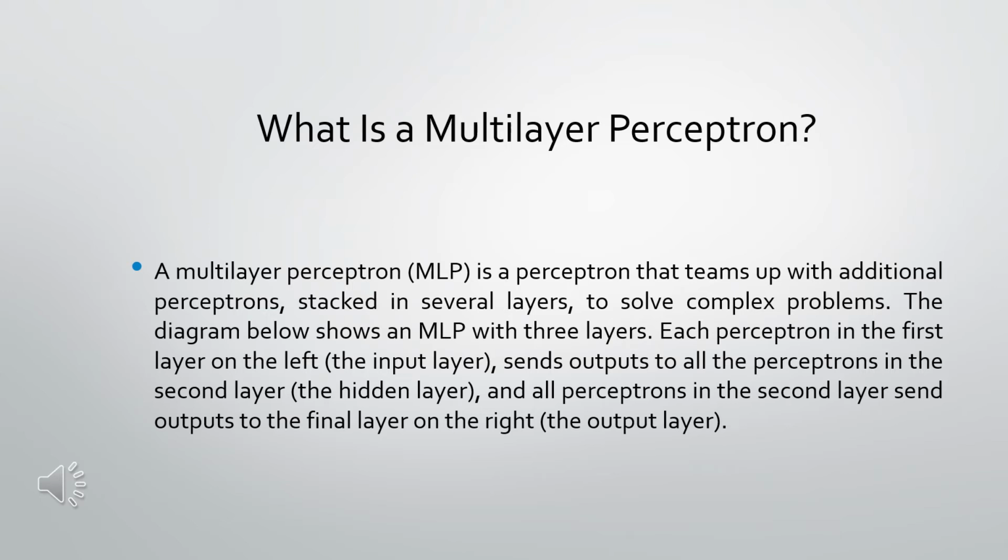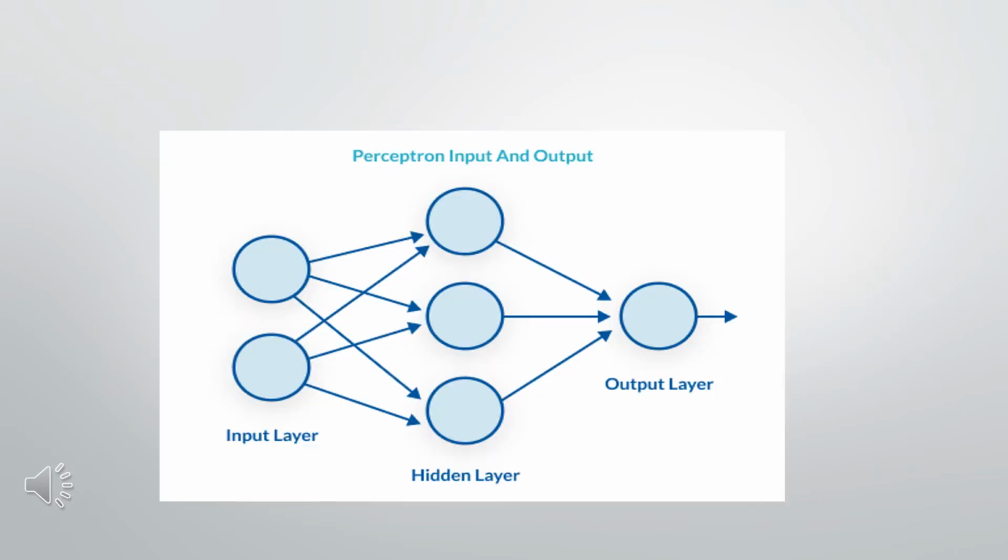The diagram below, or in the next slide, shows an MLP with three layers. Each perceptron in the first layer on the left, that is the input layer, sends output to all the perceptrons in the second layer, that is the hidden layer, and all perceptrons in the second layer send outputs to the final layer on the right, that is the output layer. Each perceptron sends multiple signals, one signal going to each perceptron in the next layer. For each signal, the perceptron uses different weights. In the diagram, every line going from a perceptron in one layer to the next layer represents a different output.